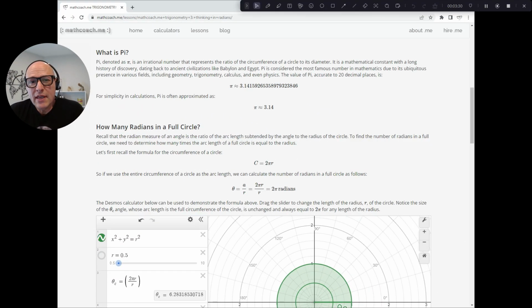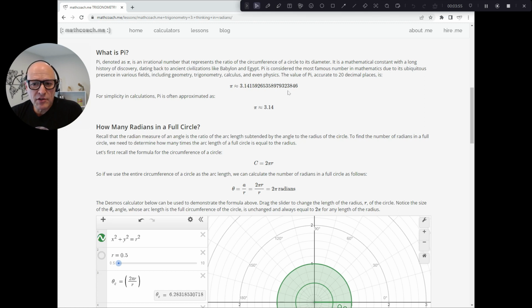Okay, before we begin our discussion on radians, we need to talk about pi and review pi for a moment. So pi is a number. It's also the 16th letter of the Greek alphabet, but we know it as a number, a constant number. Pi is approximately equal to 3.14, and that's how it's most commonly expressed in a simple form.